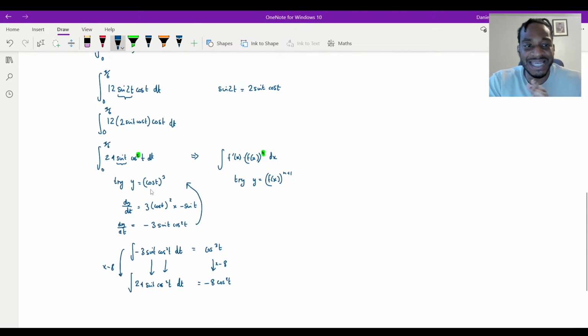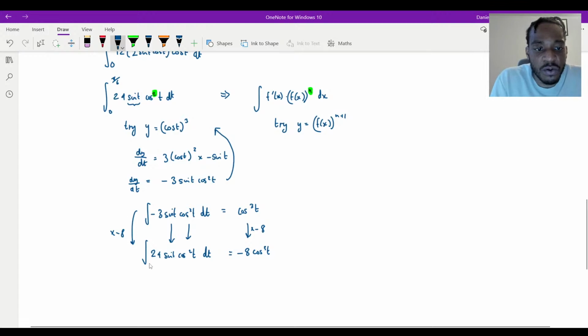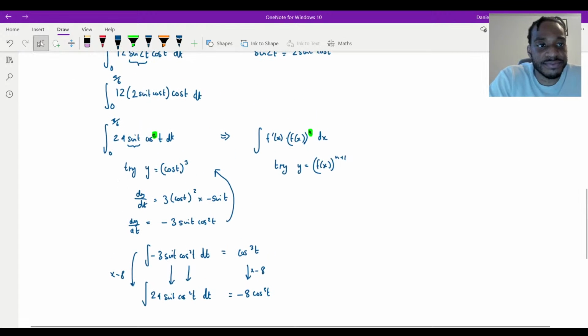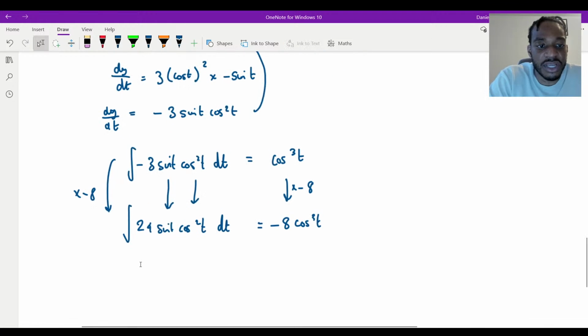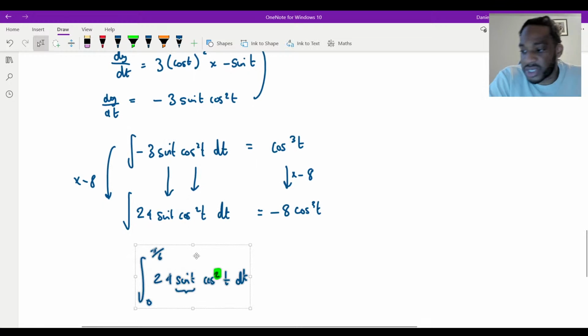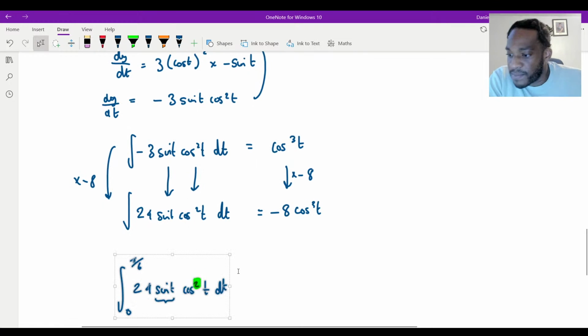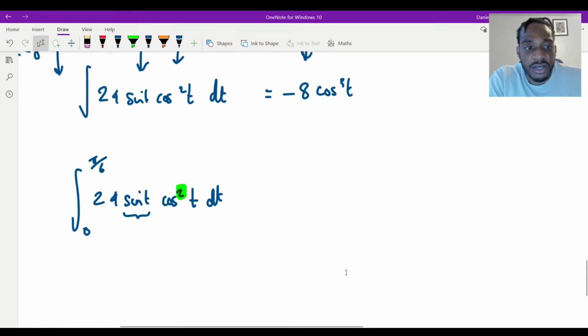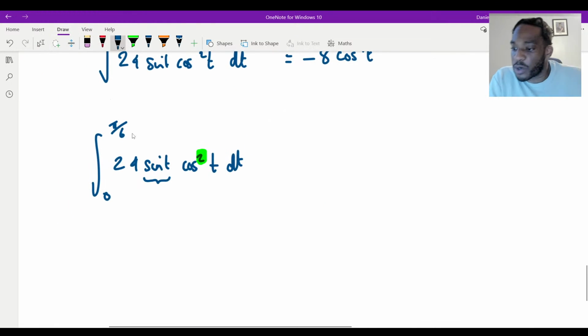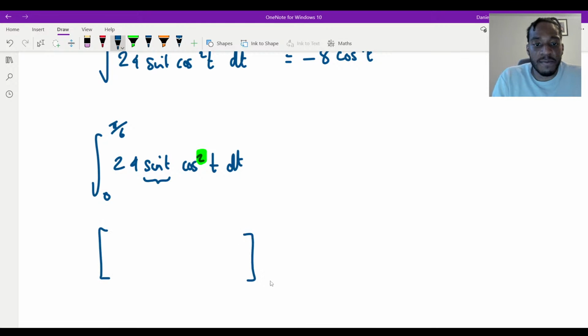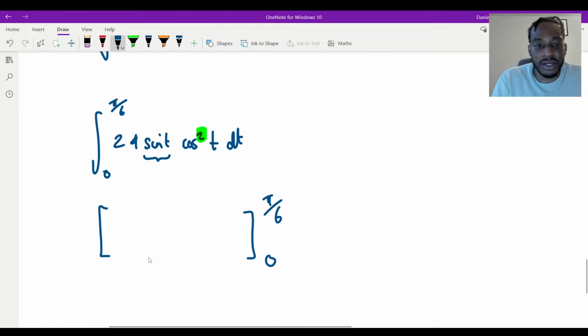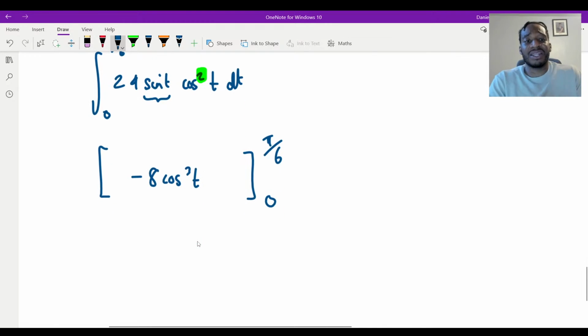So now we've got that. It's easy now because all we're going to do is, let me copy this here because we're pretty much done now. Now we've actually got the integral, so I can paste this here. We're going to be doing limits between 0 and pi over 6. And we know that what this integrates to is just minus 8 cos cubed t. So I can put minus 8 cos cubed t, like that. And then now I just have to plug in the limits and we're done.